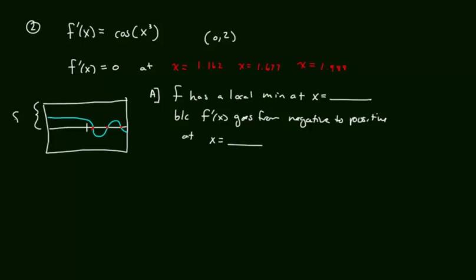Again, this is f prime greater than 0. Below is f prime less than 0. And where will the derivative go from negative to positive? From negative to positive here. And that's going to be x equals 1.677 because f prime goes from negative to positive at this x value.